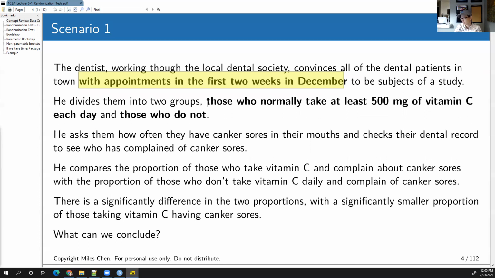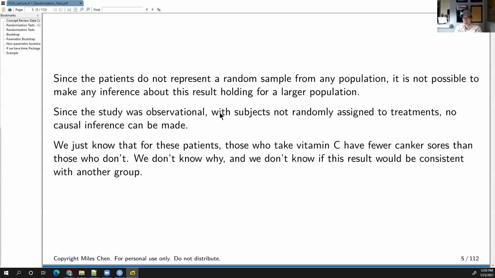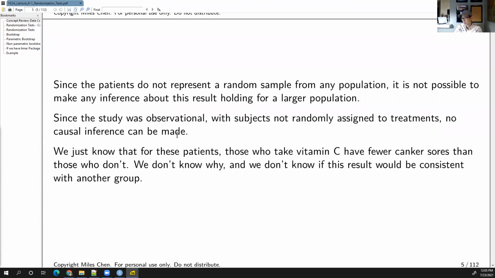Also, as far as the treatment, this is just observational. Who takes vitamin C on their own accord and who does not. So we can't make any kind of cause and effect conclusions. All we can really say is that for these patients, those who take vitamin C have fewer canker sores than those who don't. We don't know why, and we don't know if this result would be consistent with another group.